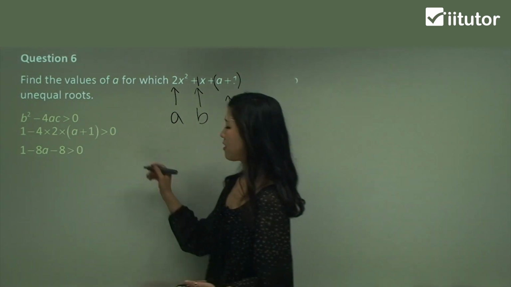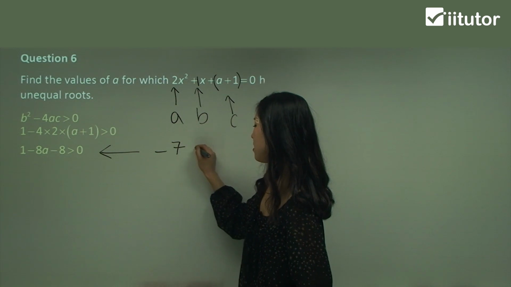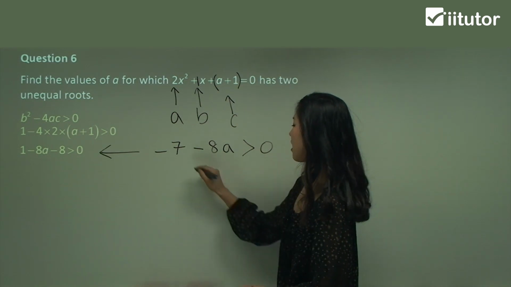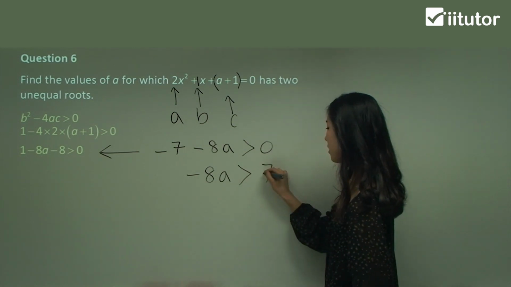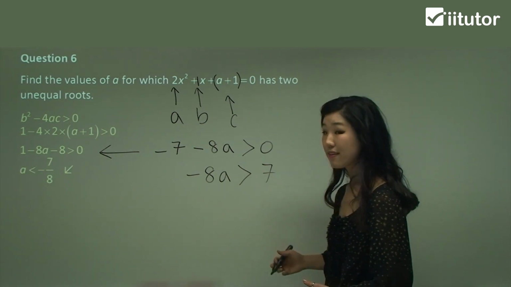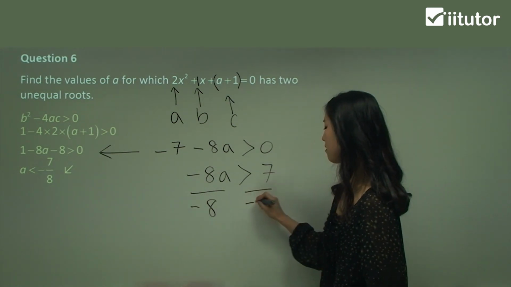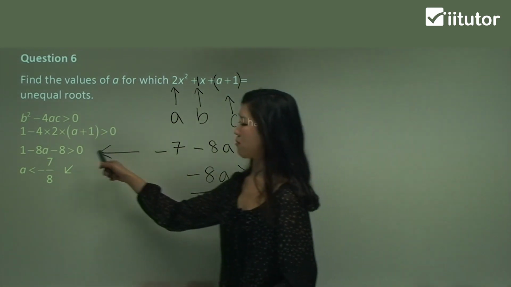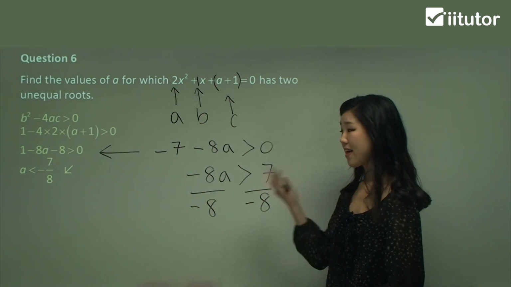Then this will be something like this, wouldn't it? 1 minus 8 is negative 7, minus 8a is greater than 0. Then I'll move negative 7 over, so I have 8a left on this side is greater than positive 7, because I'm moving that over. So to find a, a is simply less than negative 7 on 8, because if I divide both sides by a negative number, negative 8 in this case, I must switch my signs around. So I've got a is less than negative 7 over 8. And that's the solution.